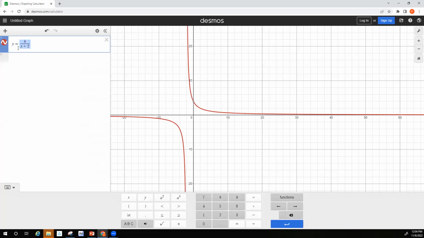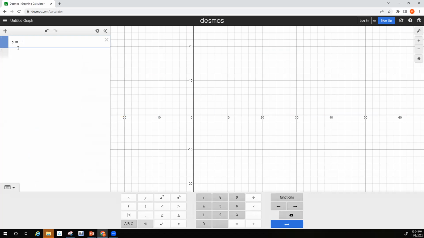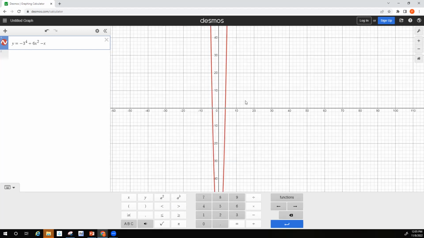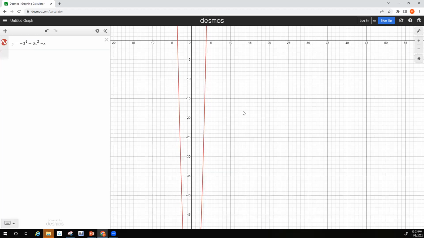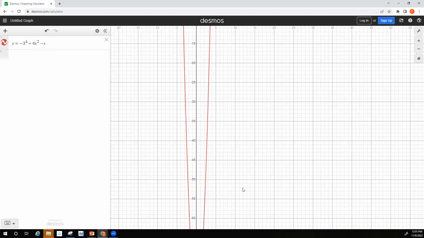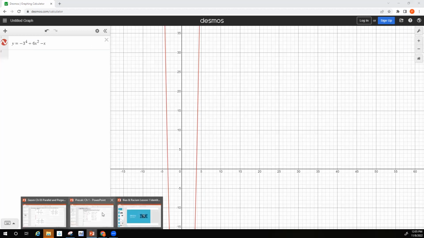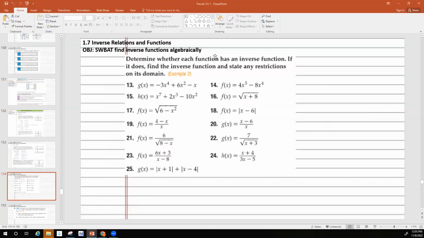So we have g of x equals negative 3x to the 4th plus 6x squared minus x. And oh boy, look at that. All those horizontal lines crossing wherever, right? Because the graph turns around like a parabola. So the horizontal line test is going to fail. So this one is going to be no, because the horizontal line test fails for that one.